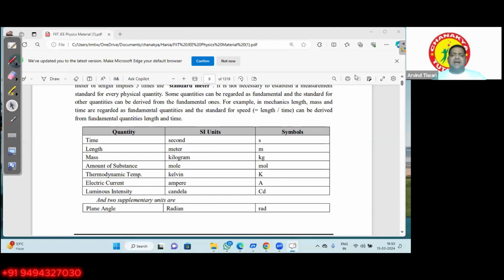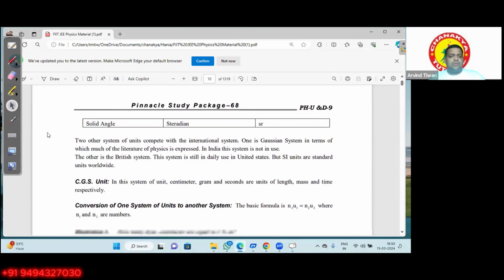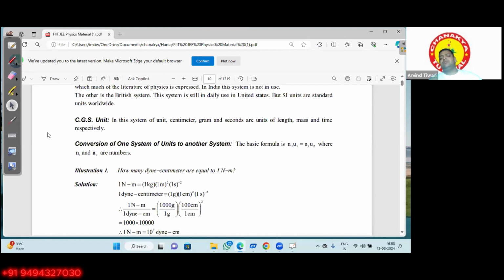Let us see what other things we have. Now, in the CGS system of units, CGS means centimeter, gram and second. Those units are called the CGS units. Sometimes we may need to convert from CGS unit to SI unit, and sometimes from SI unit to CGS.